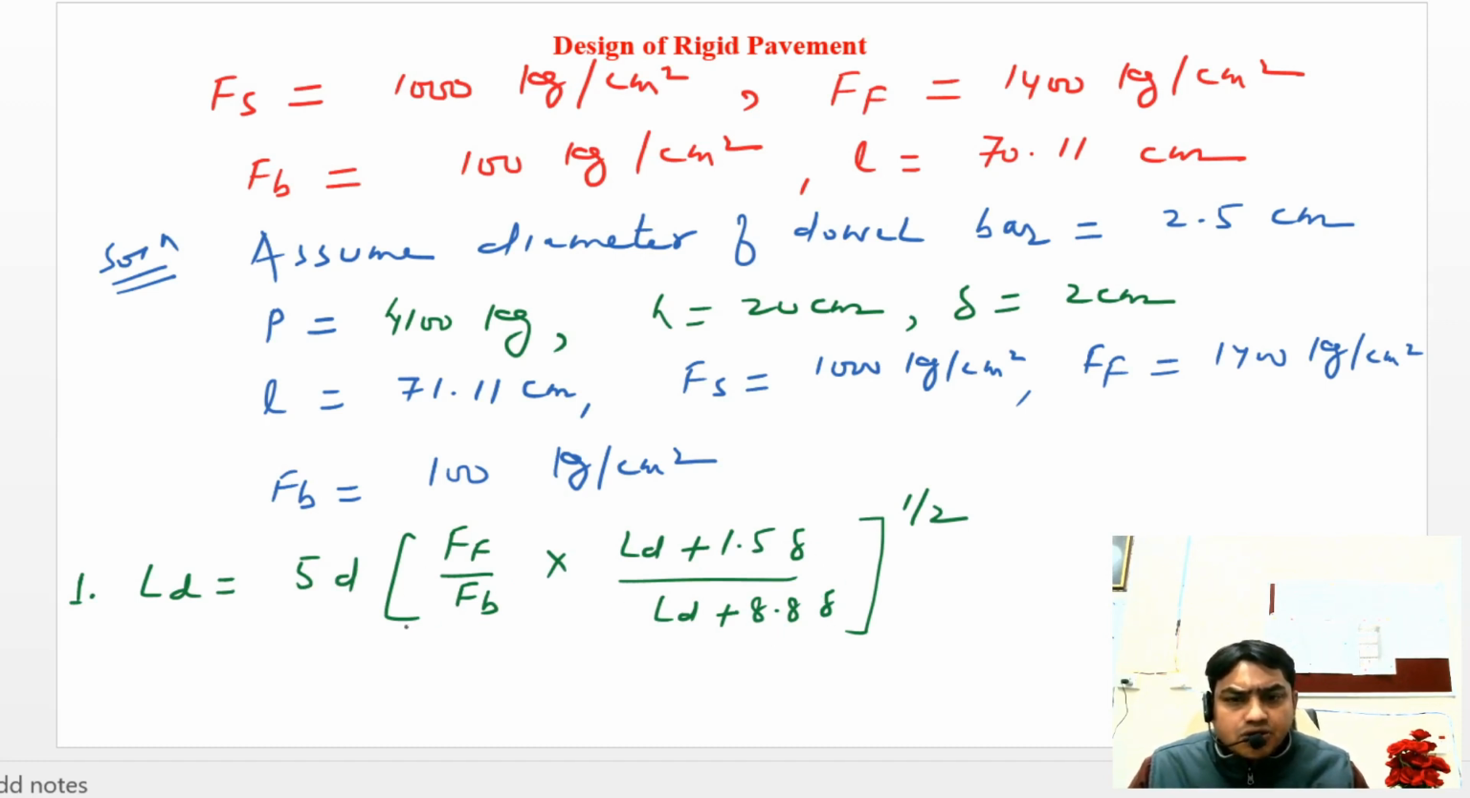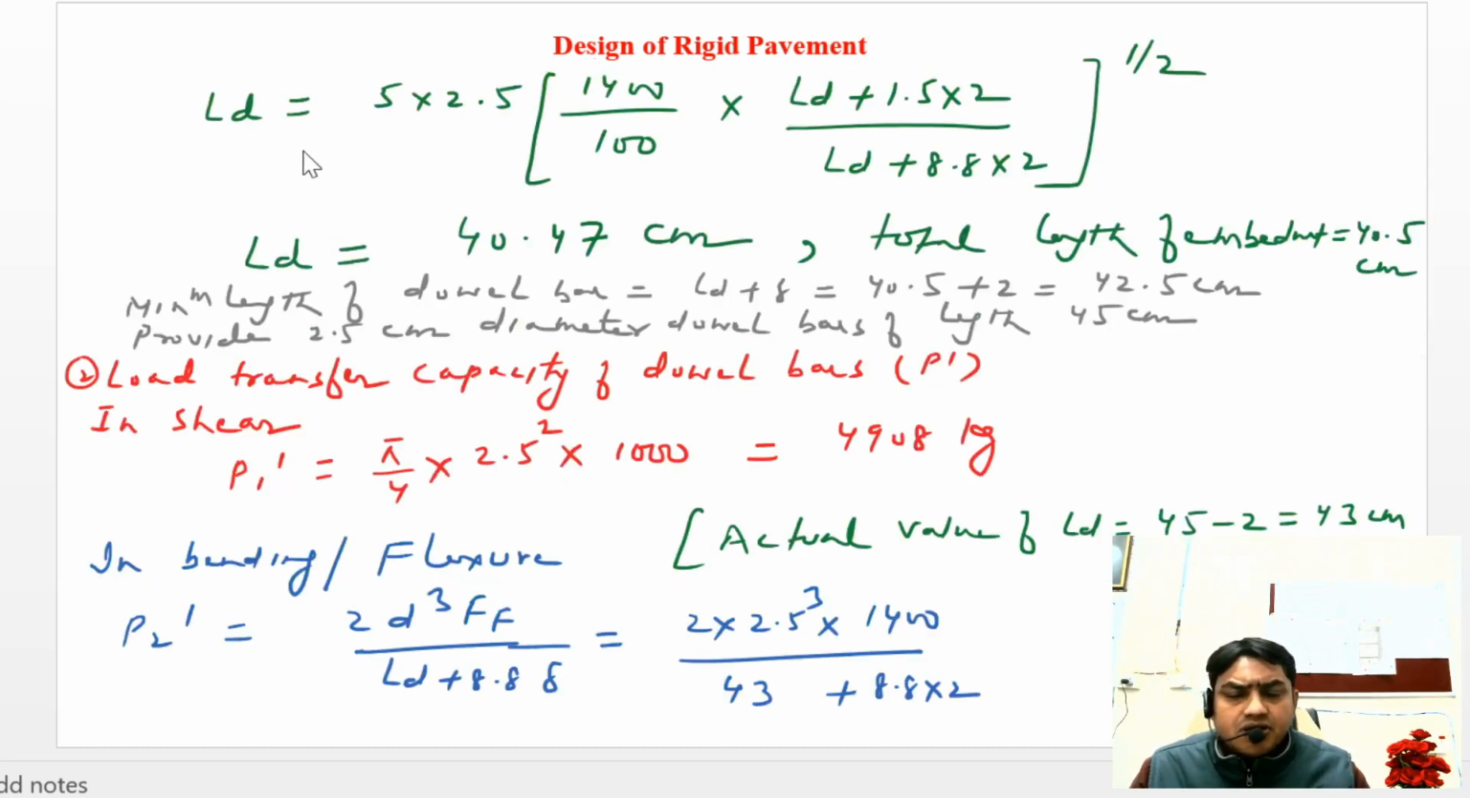Ff and Fb are also given, and the diameter we have assumed, that is 2.5 centimeters, the diameter of dowel bars. So we have already assumed the diameter of dowel bar is 2.5 centimeter. So with the help of trial and error method, the LD value, or length of dowel bar, can be computed, that is 40.47. So we can assume the length of embedment is 40.5 centimeter.